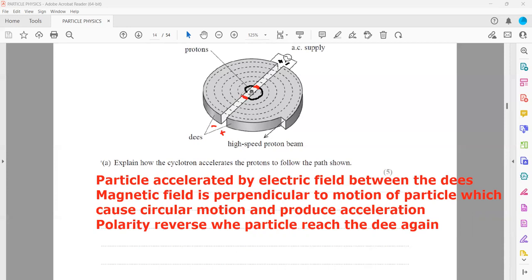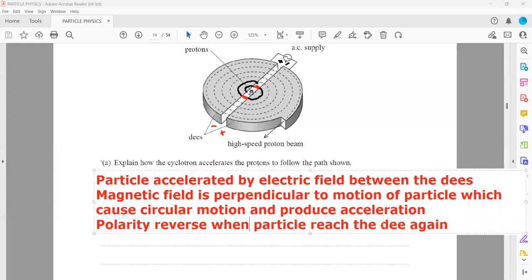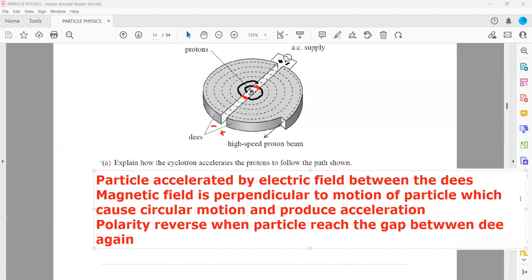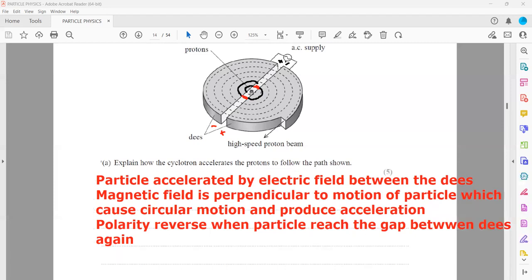And then due to the magnetic field, it will deflect between the Ds. Again, the terminal changes. So every time it reaches the gap between the Ds, the terminal changes. Like one D is positive, the other negative, next moment negative and positive. So polarity reverses when the particle reaches the gap between the Ds again. So this is like 4 points.